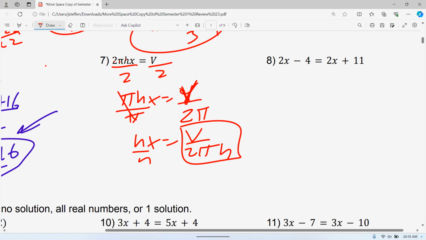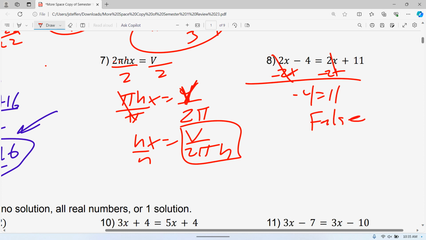And number 8, just subtract the 2x. They cancel each other to 11. Remember, when your variables cancel, that's when you need to ask yourself if it's true or false. I should take a moment to talk about that. So that's when it's going to be something weird, and it's either going to be all real numbers or no solution or infinitely solutions. This is false, so this one is no solution.